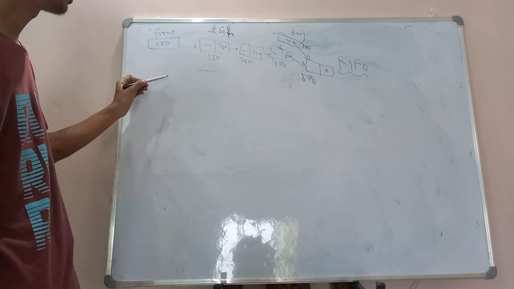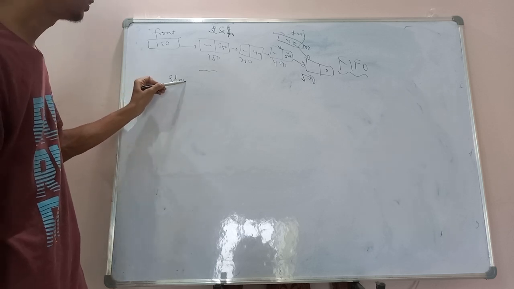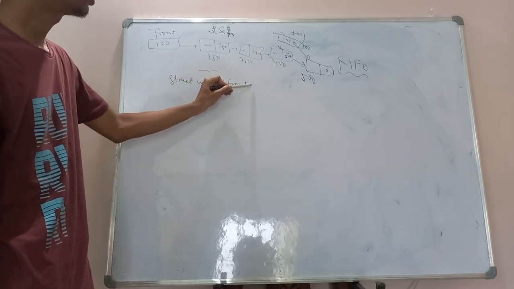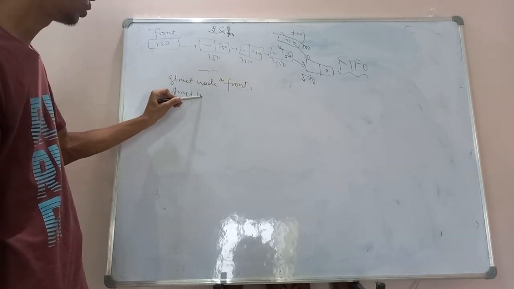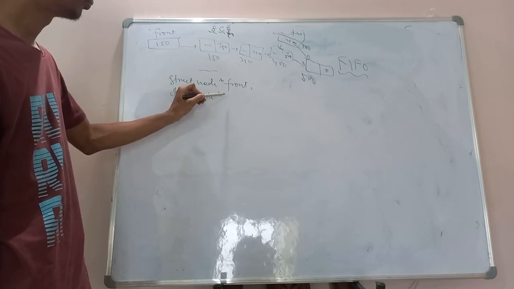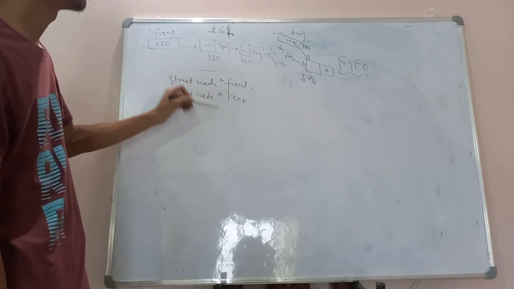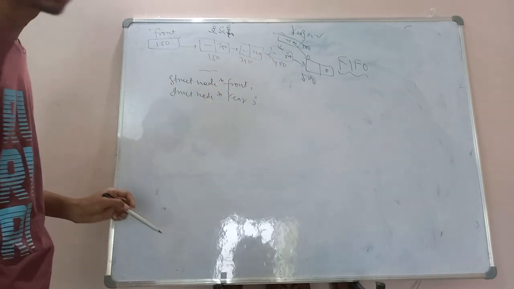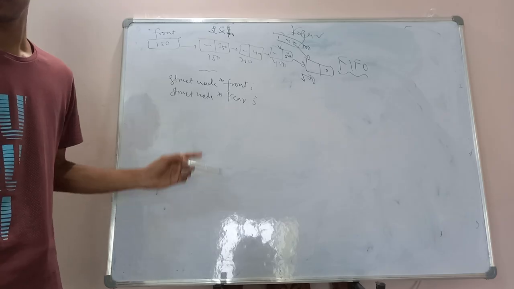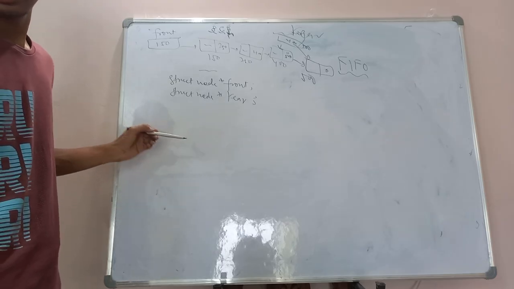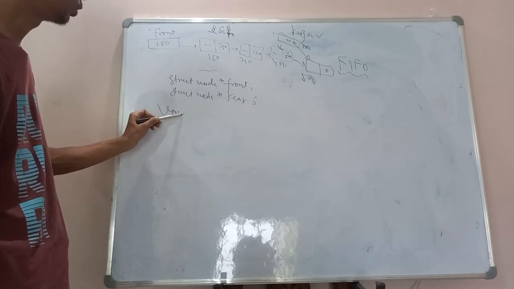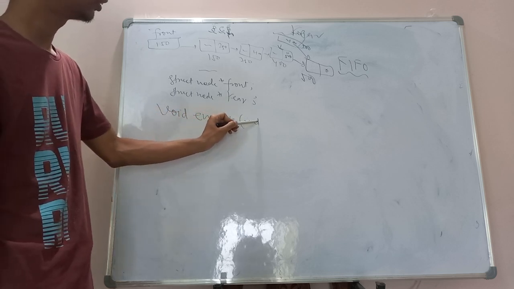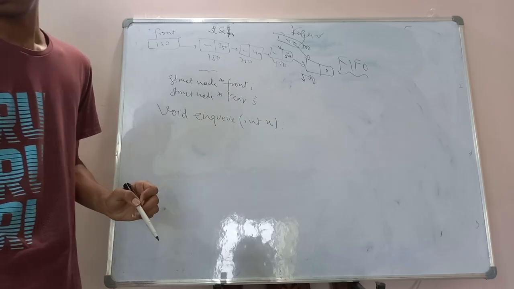So let's define first a structure. I am declaring a pointer, struct node asterisk front, and then struct node asterisk rear, right? This is rear, right? And then I am writing my function void enqueue, int x, right?